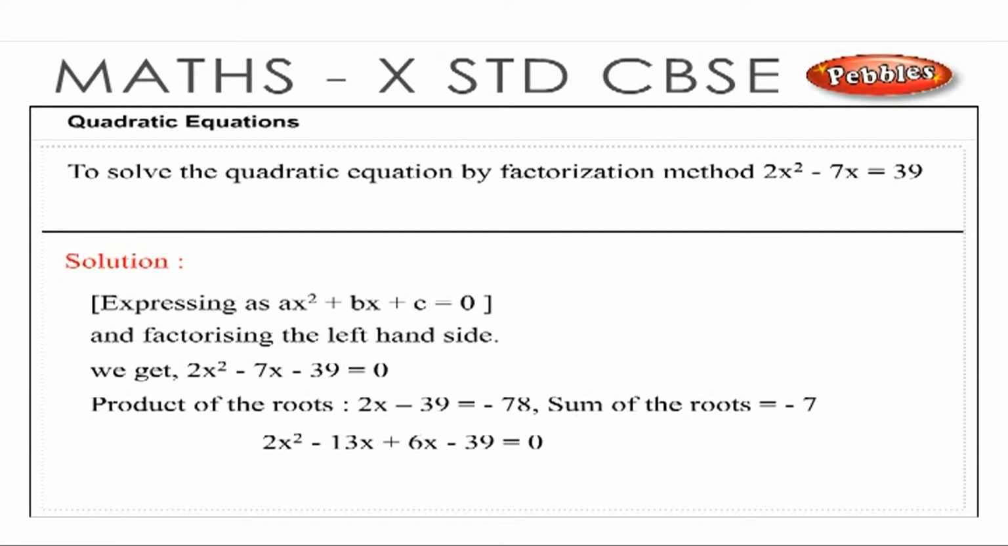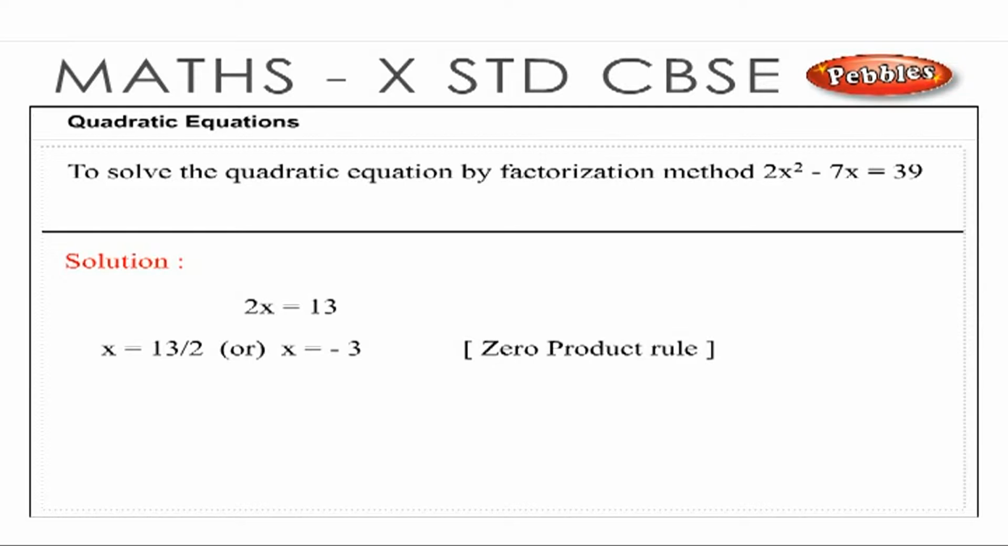2x squared minus 13x plus 6x minus 39 is equal to 0. x into 2x minus 13 plus 3 into 2x minus 13 is equal to 0. 2x minus 13 into x plus 3 is equal to 0. 2x minus 13 is equal to 0 or x plus 3 is equal to 0. 2x is equal to 13. That is, x is equal to 13 by 2 or x is equal to minus 3.